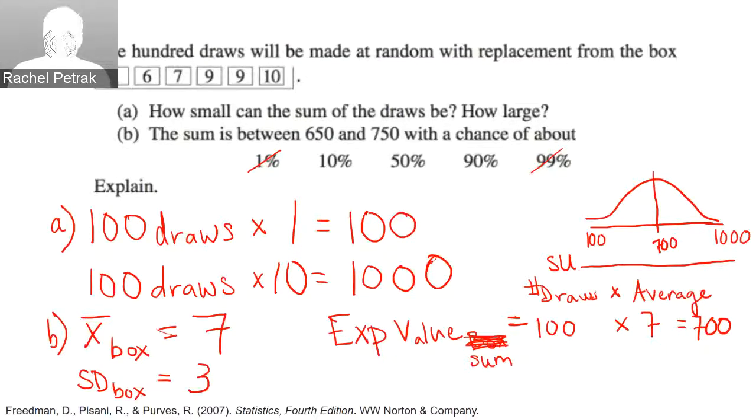So the expected value of the box, and we're looking for the sum being between 650 and 750, which would be about here. Here's 750 and 650, and you can see how this resembles very much the problem we already did. We know that the standard units for 700 are going to be 0. That's at the mean. We can convert 650 and 750 to z-scores, and let's go ahead and do that.